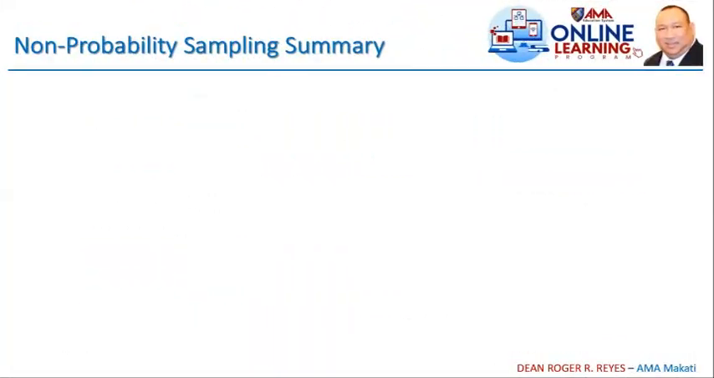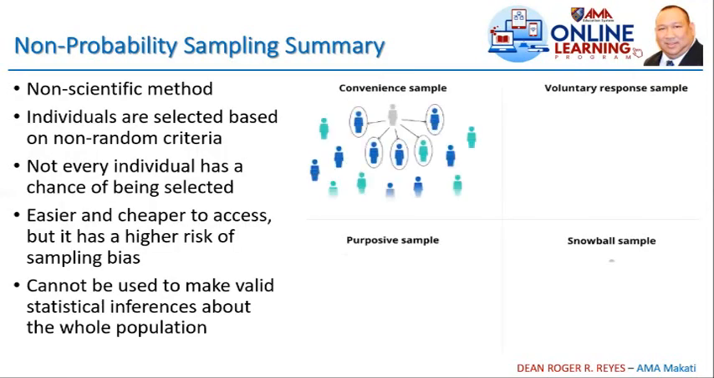On the other hand, pag sinabi natin non-probability, it is a non-scientific method. Individuals are selected based on non-random criteria. Not every individual has a chance of being selected. Easier and cheaper to access, but it has a higher risk of sampling bias. Lastly, it cannot be used to make valid statistical inferences about the whole population.